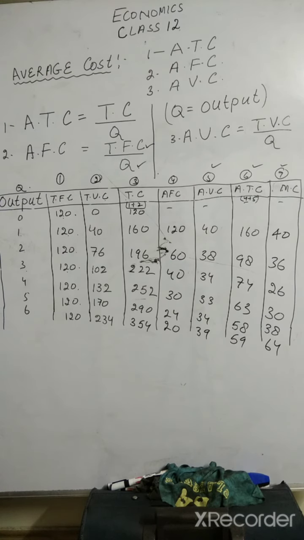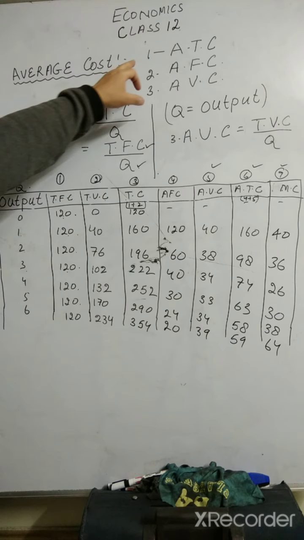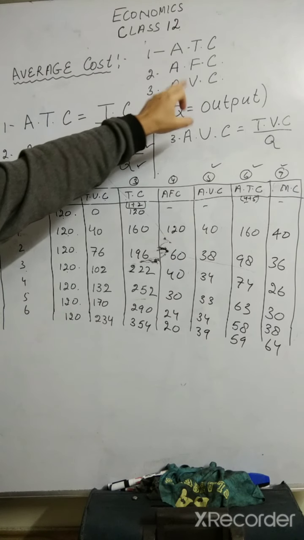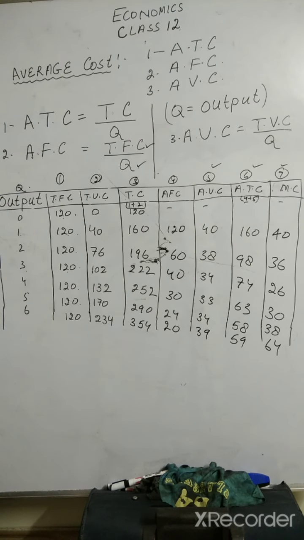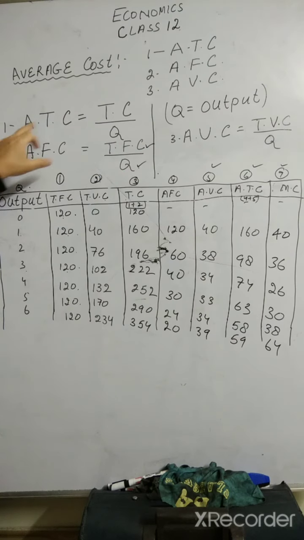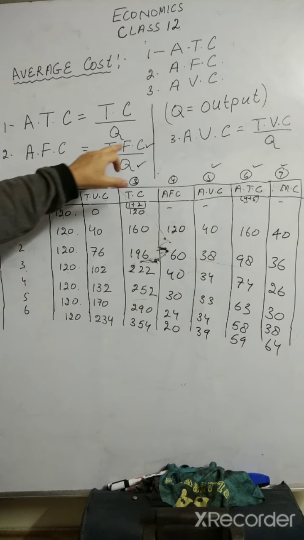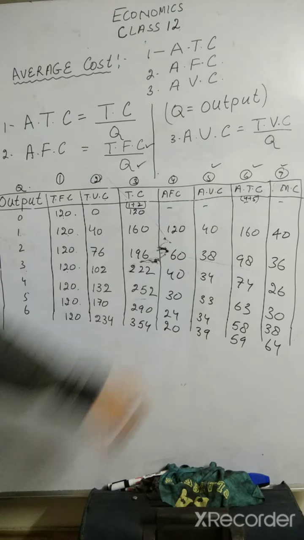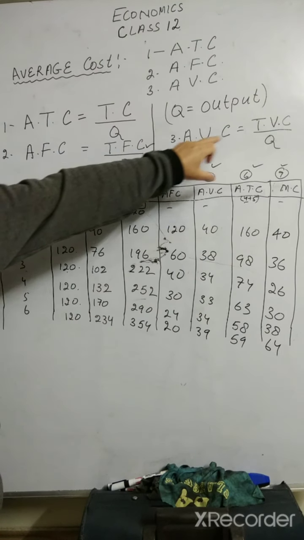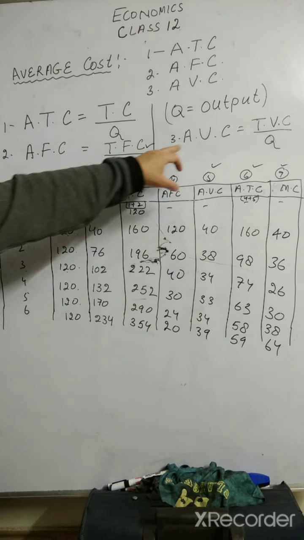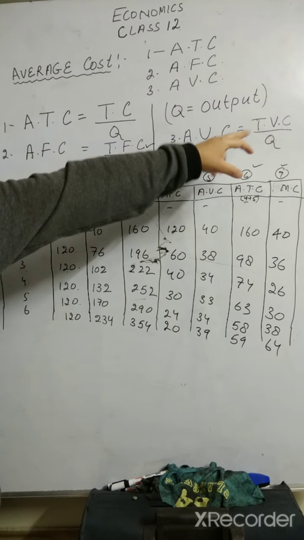Now, three types of average cost we will study today. First is average total cost, then average fixed cost, and average variable cost. If you are asked to find average total cost, you divide total cost by Q, where Q is output. If you divide total fixed cost by Q, you will get average fixed cost. To calculate average variable cost, you divide total variable cost by Q.